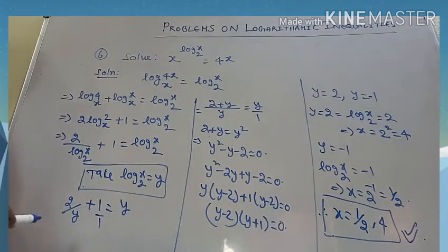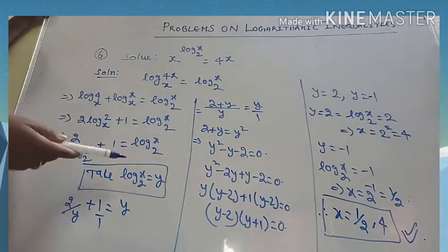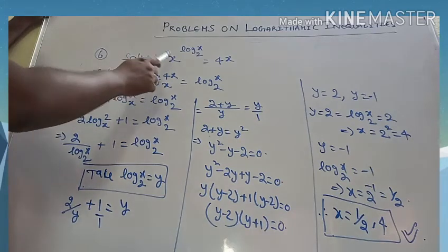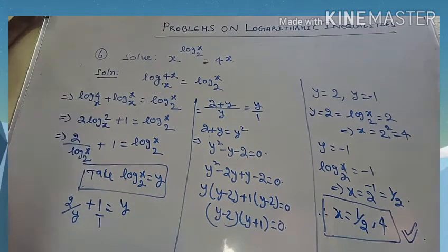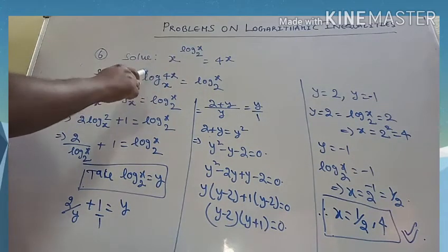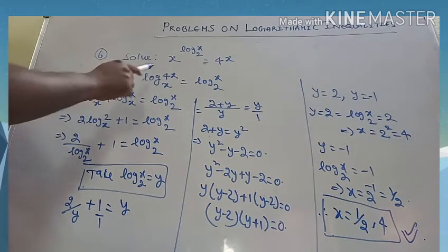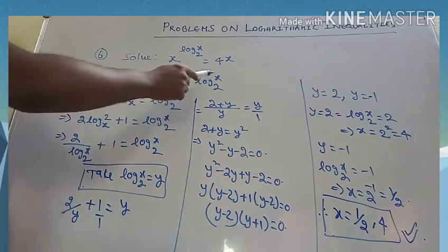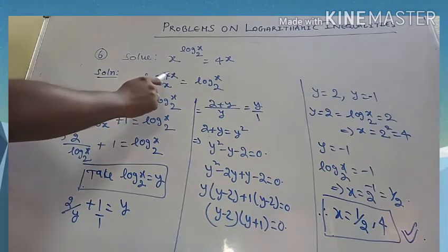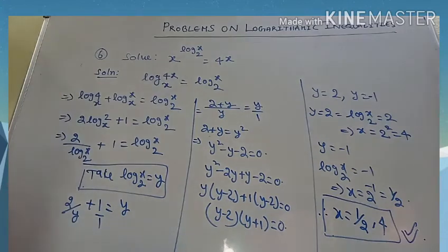Another important problem. Some students are confusing how to do these particular problems. That's why I intended to give solutions for these type of problems. Solve x power log x to the base 2 is equal to 4x. This is also, my dear students, in exponential form. We convert that into logarithmic form, right? Solution: log 4x to the base x is equal to log x to the base 2, right? This exponential form we converted into logarithmic form. Log 4x to the base x is equal to log x to the base 2, right?